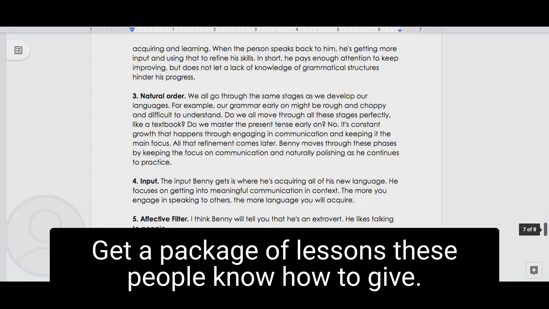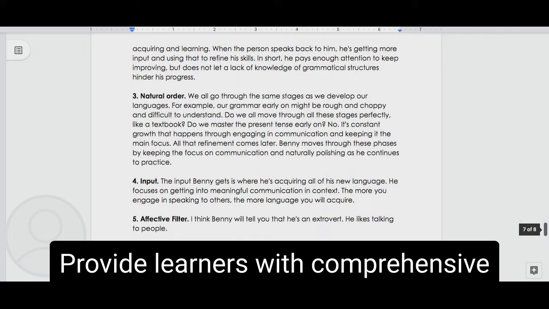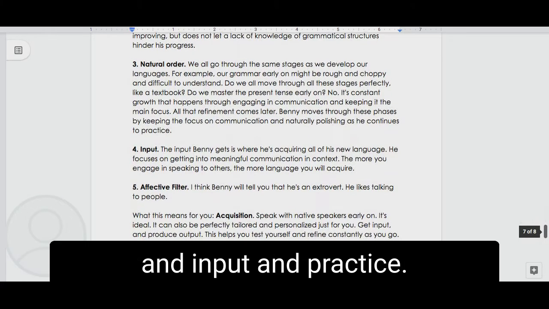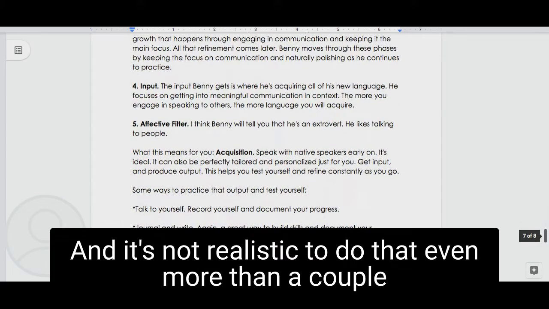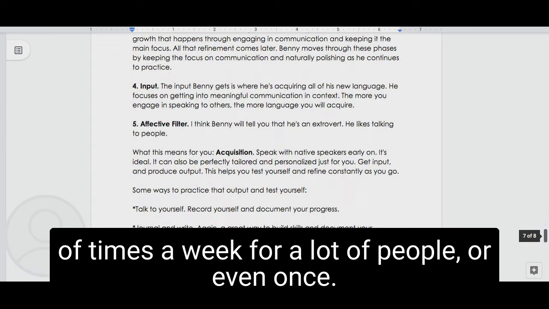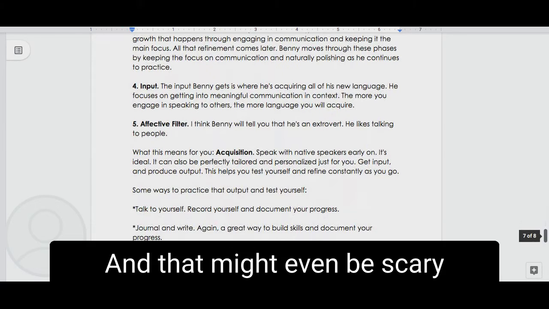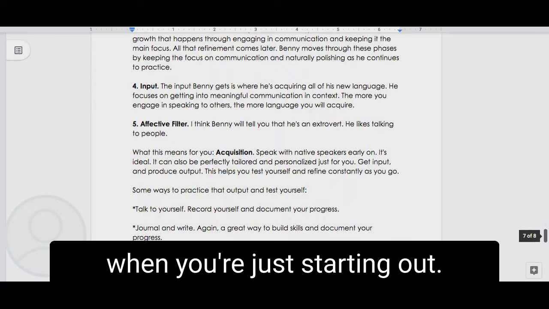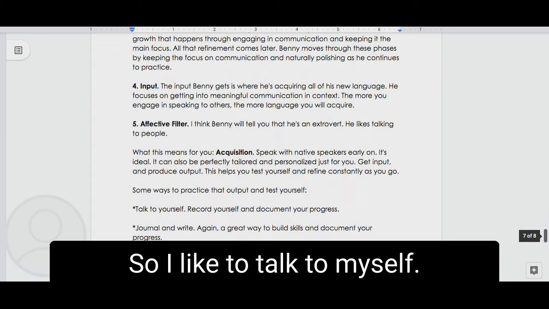Get a package of lessons. These people know how to provide learners with comprehensible input and practice. And it's not realistic to do that even more than a couple of times a week for a lot of people, or even once. And that might even be scary when you're just starting out. So I like to talk to myself.